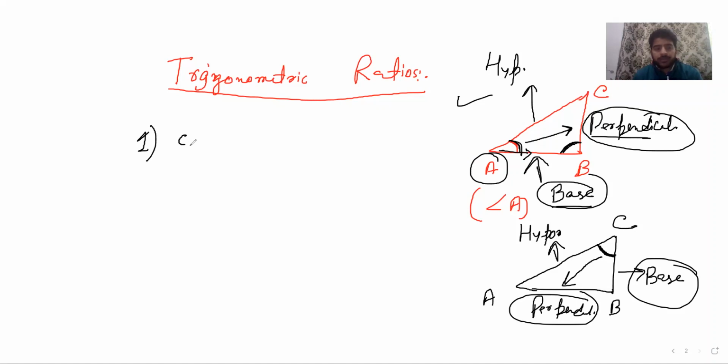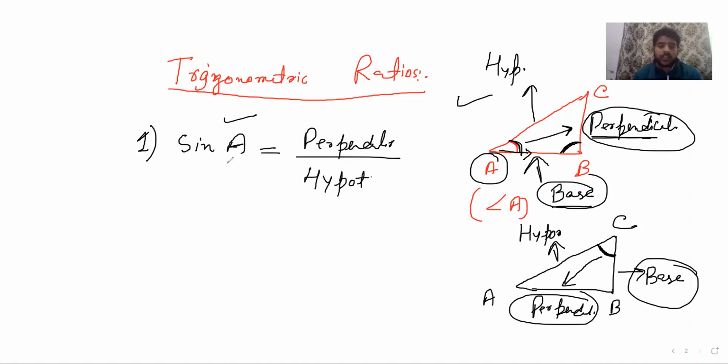First one is called sine. And this sine is concerned with the angle. If I take the angle with respect to this angle, that is sine A, we have to remember these things. I will give a shortcut about that. Sine A will be given by perpendicular by hypotenuse. This is one ratio, that is sine.